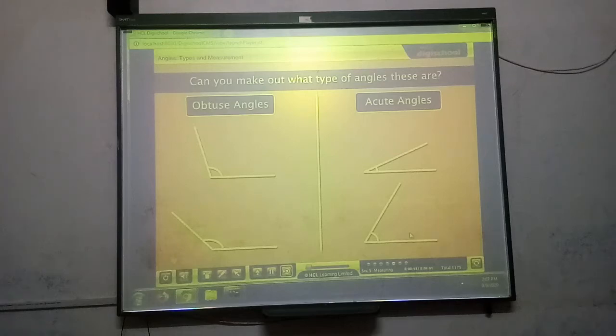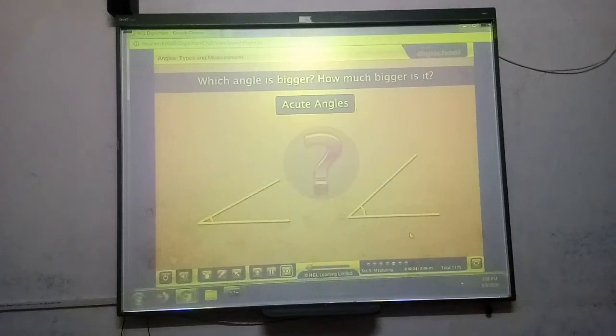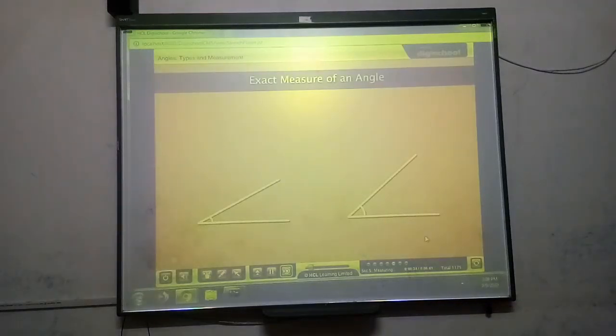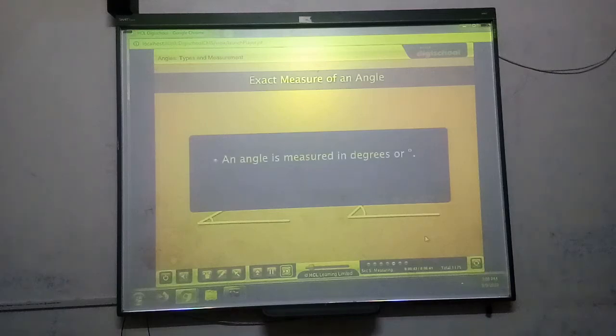You know the difference between acute and obtuse angles by now. Let's go one step further. Which of these acute angles is bigger and how much bigger is it? To answer this question, you need an exact measure of each angle. An angle is measured in degrees.